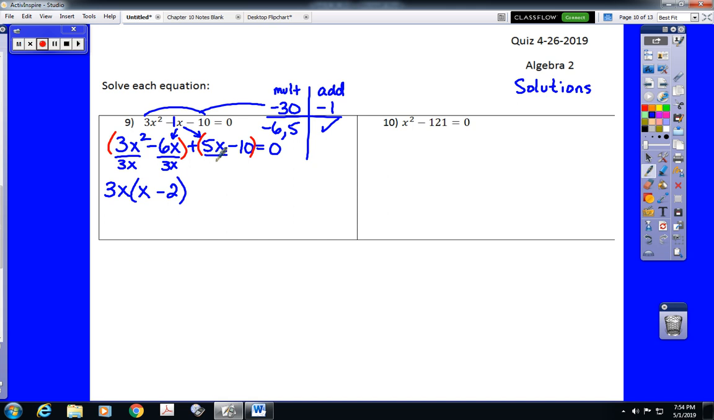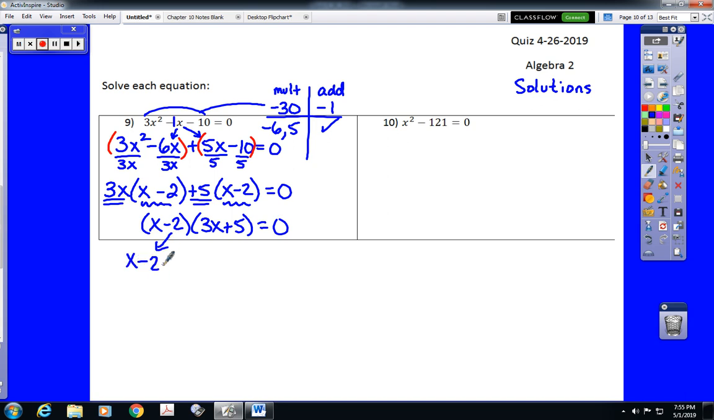And the second set of parentheses, those are both divisible by 5, so we factor out a 5, which would also leave us with x minus 2. This means our two binomial factors are the binomial x minus 2 and what's in front of the parentheses, 3x plus 5. So that brings us to x minus 2 times 3x plus 5 equals 0. At this point, we do exactly what we did on number 7 and number 8, and we set each of those two factors equal to 0.